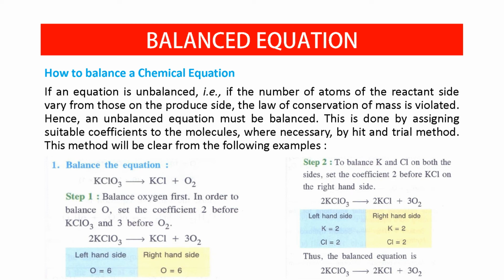So what will happen? Potassium chloride plus thrice O2. This is also not balanced. So in the next step, what will we do? Potassium chloride, then twice KCl. We multiply potassium chloride with 2 plus thrice O2. So now the equation is balanced. You can count the atoms on both of the sides.